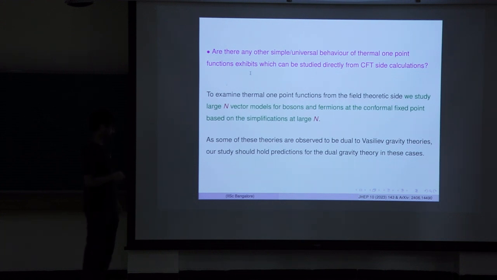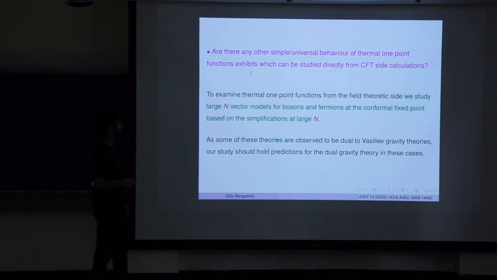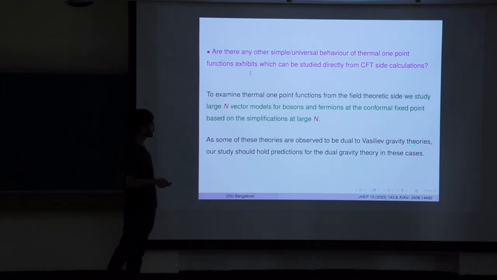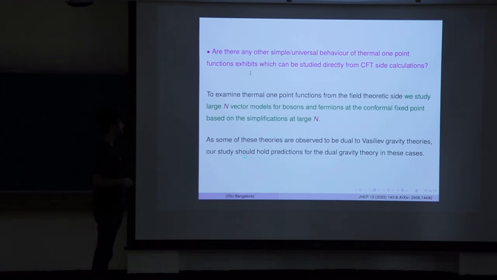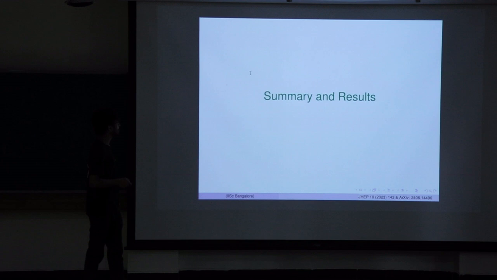Okay, and as some of these theories, some of these large N vector models, are observed to be dual to Vasiliev gravity theories, our study should also hold predictions for the dual gravity theory in these cases, right? So, okay, then I'll go straight into this. I will summarize my work and the result.